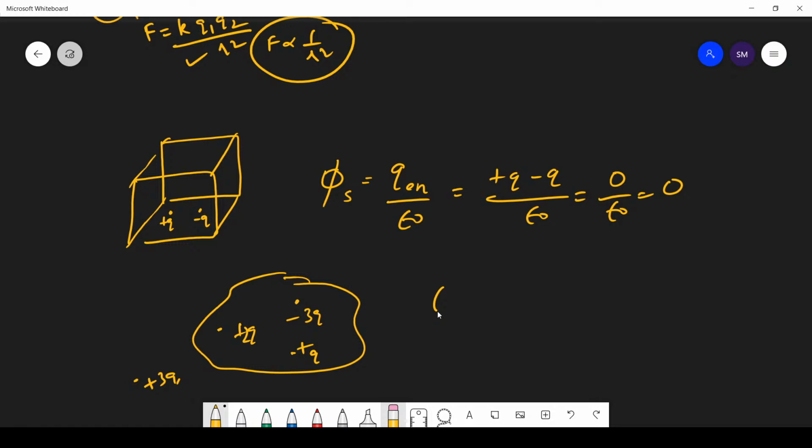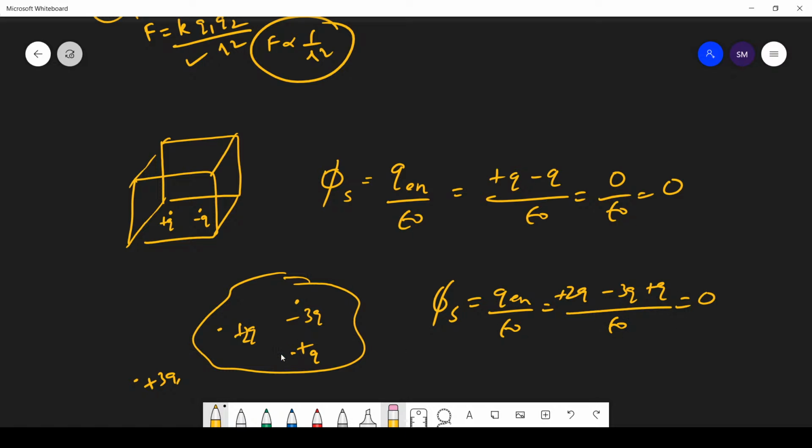So flux through the surface, when you are dealing with charges, is charge enclosed by epsilon naught. Charge enclosed is 2q plus 2q minus 3q plus q upon epsilon naught, that equals 0. So again this is 0.